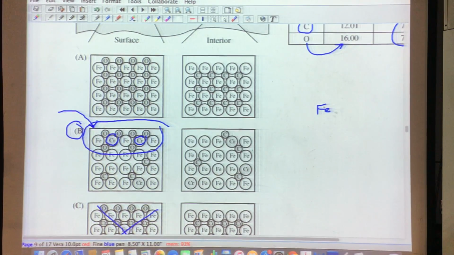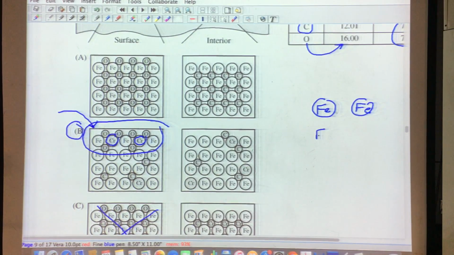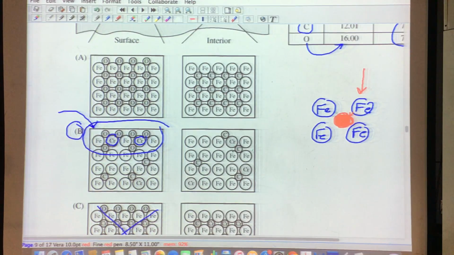Look, here's my iron, and here's my iron. And if I have an interstitial alloy, I'm not a great drawer, but if I have my carbon being added in the middle, and I hammer down on this, even though I didn't draw it really well, it's hard for this iron to be cleaved because it's going to hit this little guy in the middle. So it gives it hardness, okay?